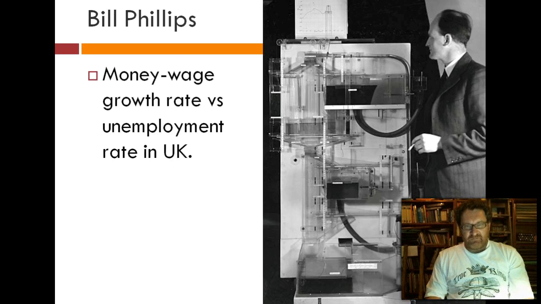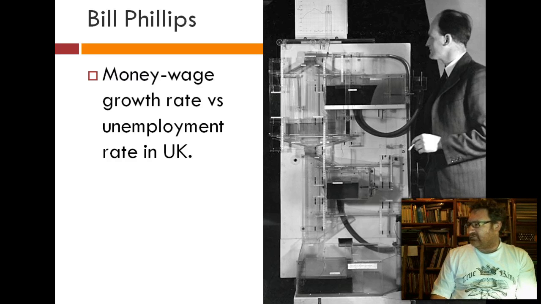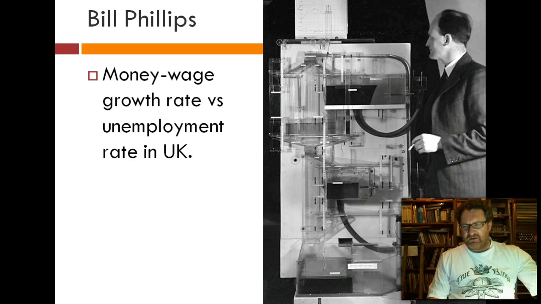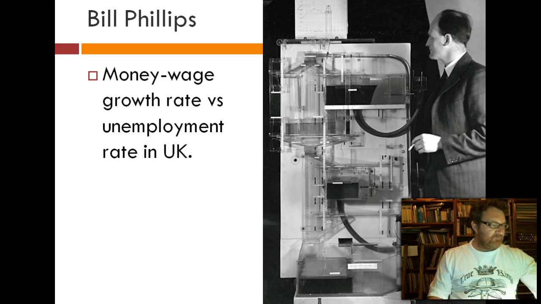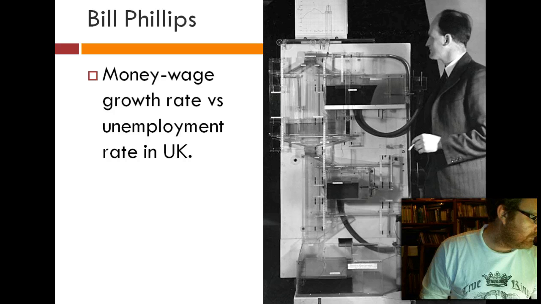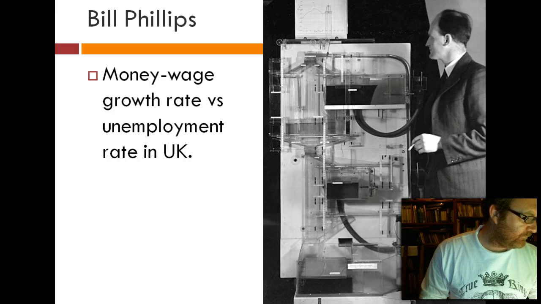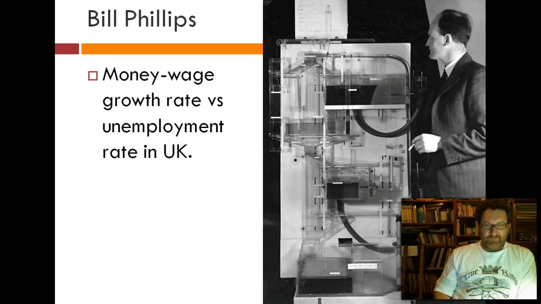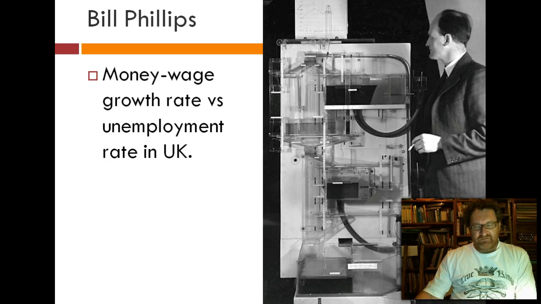In the late 1950s, Bill Phillips decided to plot the money wage growth rate, the rate at which money wages grew, against the unemployment rate for the UK. And he did it for, I think it was from the 1860s to 1957 or something like that. Actually, I'll look it up right now. 1861. I was close. Alright, so he plotted that and he discovered the following kind of relationship.